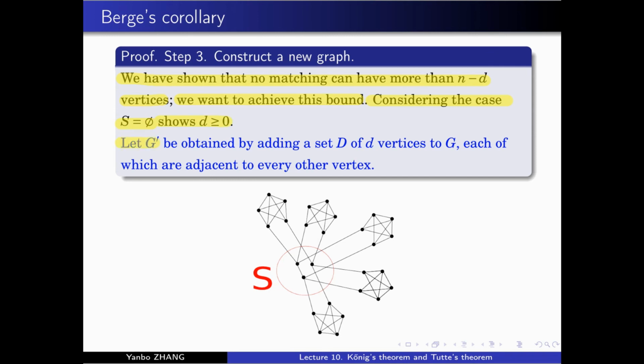Now let G prime, a new graph, be obtained by adding a set of d vertices to G, each of which is adjacent to every other vertex. Like in this example, we will add 2 vertices, and each of them is adjacent to every other vertex.